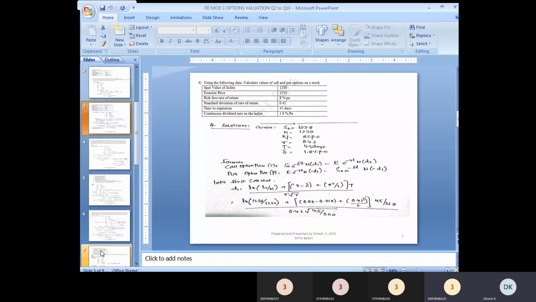Sir, d2 value 0.451, sir. Okay. So once we get these, now let's first calculate what we call N(d1). How much is N(d1)? 0.5 plus the table value of 0.1936.